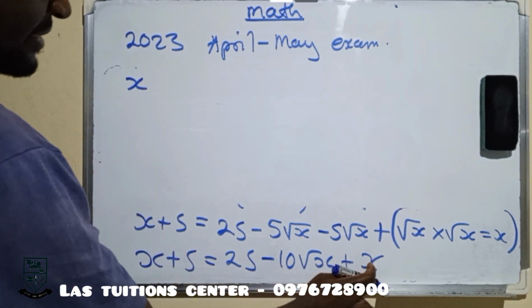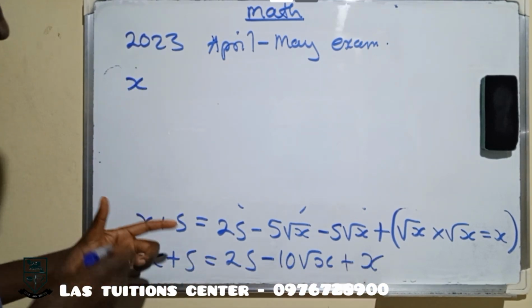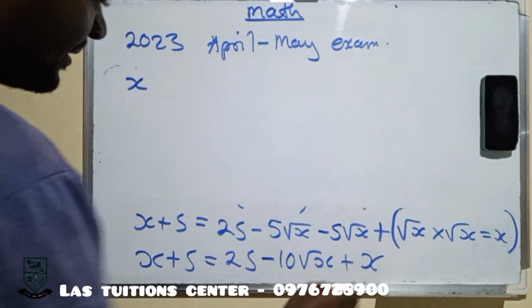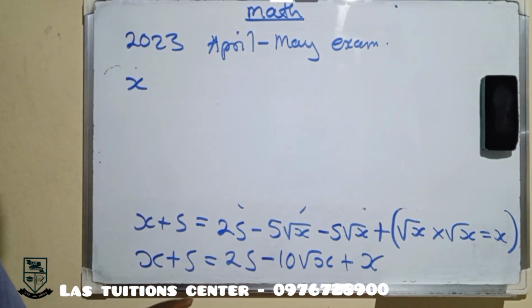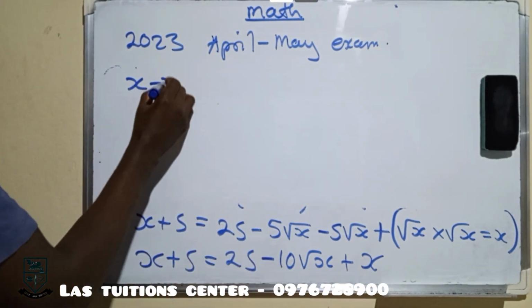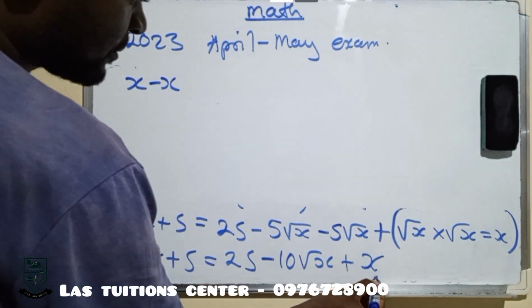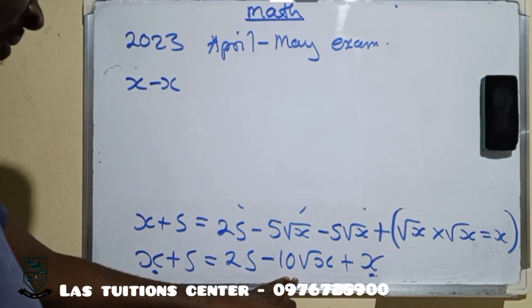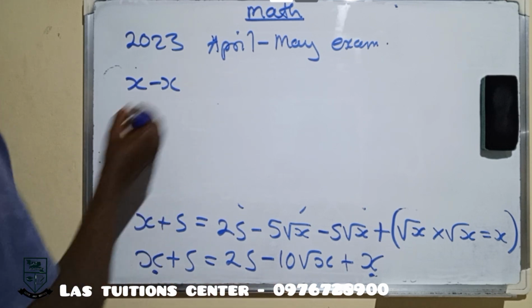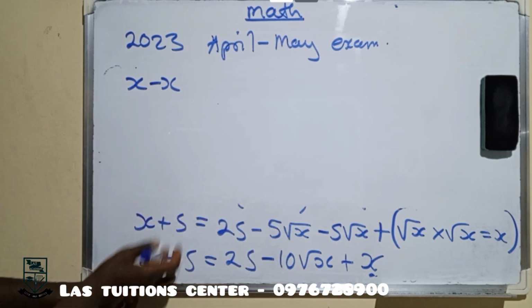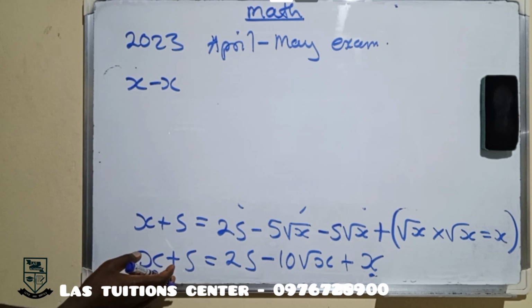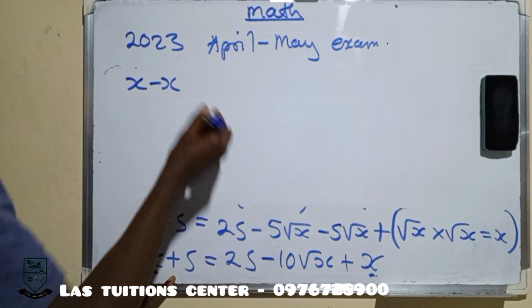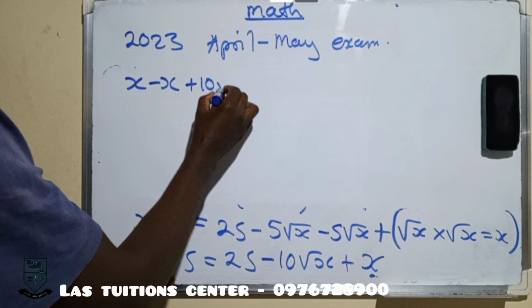This x here, when it crosses the equal sign, remember what you were taught at primary? When it crosses, it becomes negative. So I have negative x. This one we have cancelled, we have moved on. Then we come to this one. When it crosses the equal sign, it becomes positive, so it will be plus 10 root x.